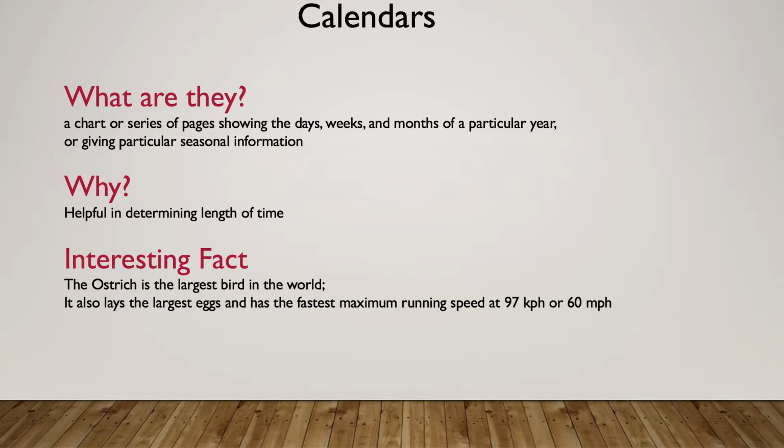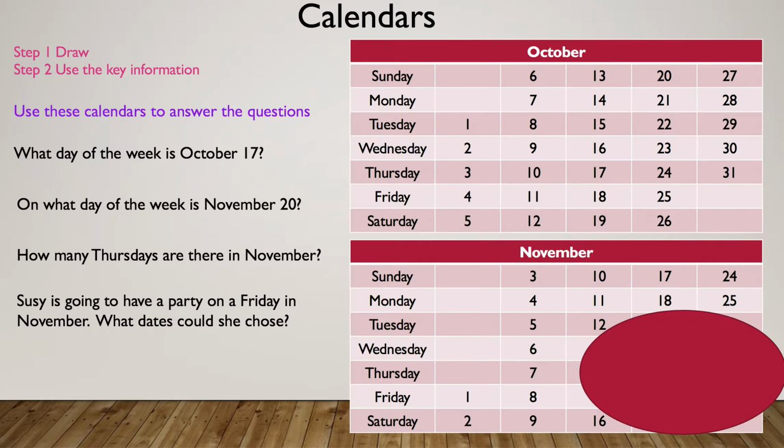Interesting fact. The ostrich is the largest bird in the world. It also lays the largest eggs, has the fastest maximum running speed at 97 kilometers per hour or 60 miles per hour. So let's go ahead and get started.